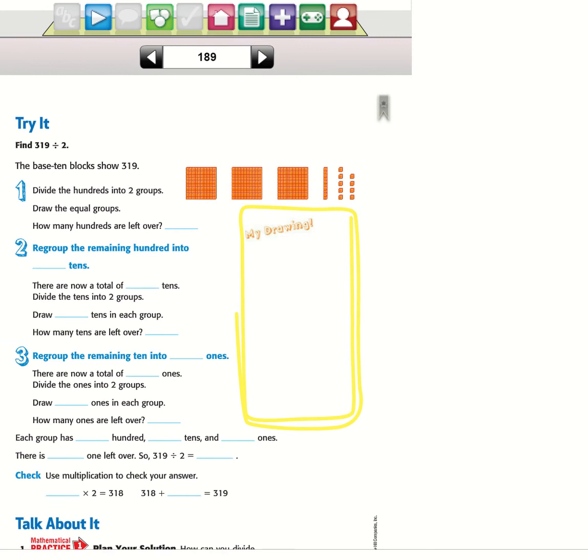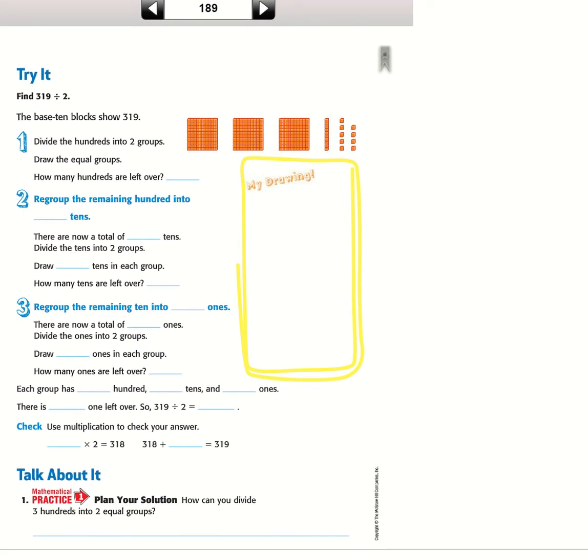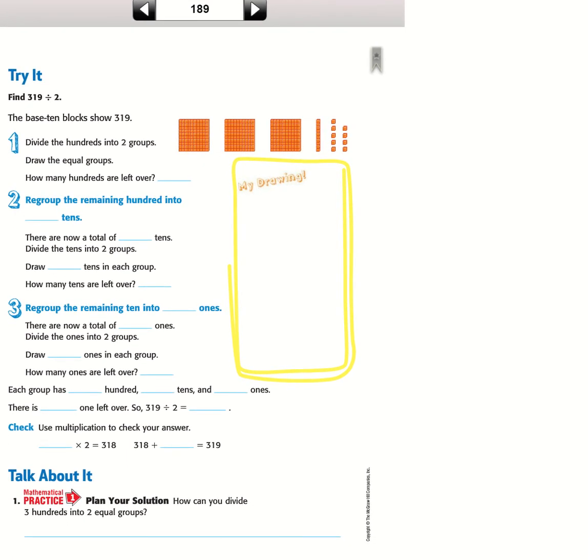So let's try this one. Or if you'd like, go ahead and pause the video. Go ahead and try this before we move on. Okay, so this is 319 divided by 2. So we have 319 displayed in our base 10 blocks down below. So we have to split it up into 2 different groups.